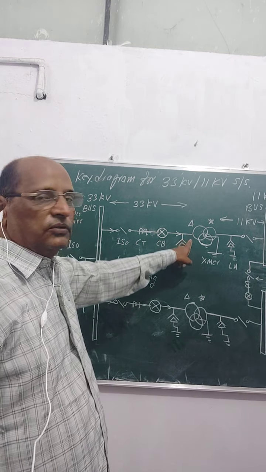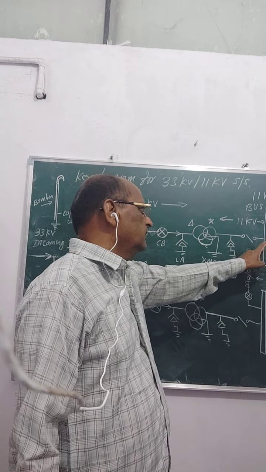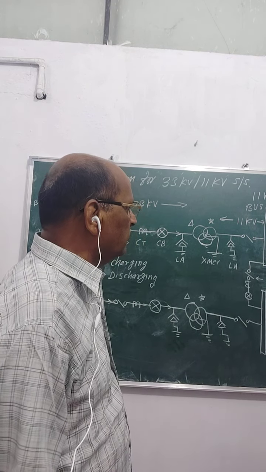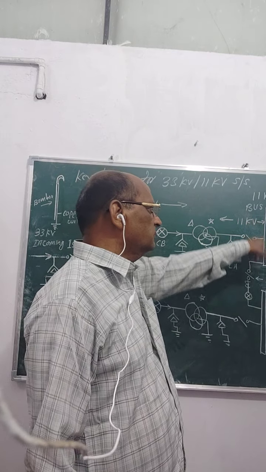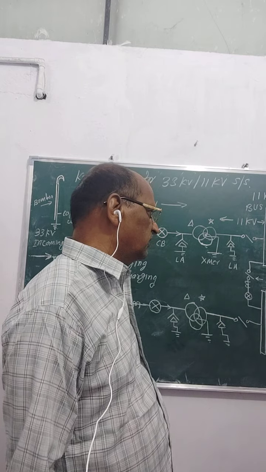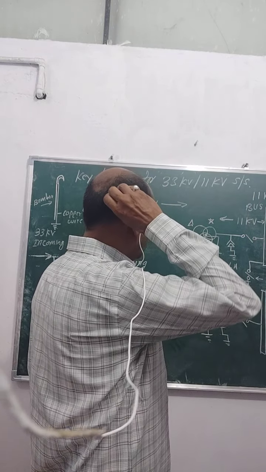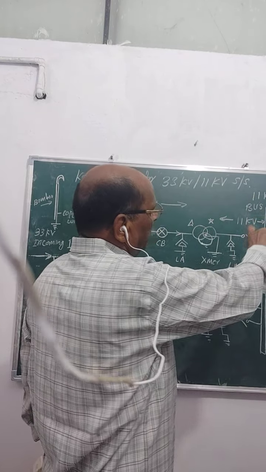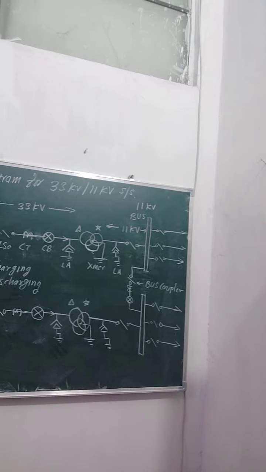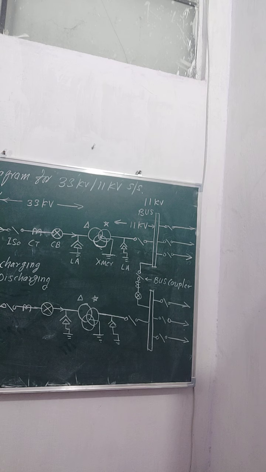So supply reaches up to the transformer. After the transformer, we have to charge the bus bar of 11 kV. There are two sections of bus bar. So close this isolator, the bus bar will charge first, then the second bus bar will be charged by closing this isolator. Now in case we want to take the load on the 11 kV bus, then close the isolators of individual feeders. The isolators of individual feeders are on. Then supply will be available to the feeders.